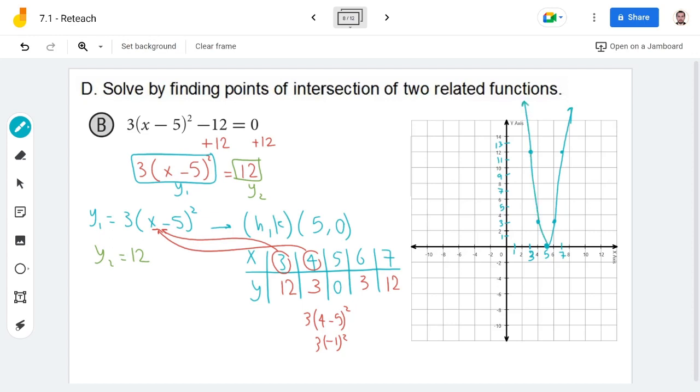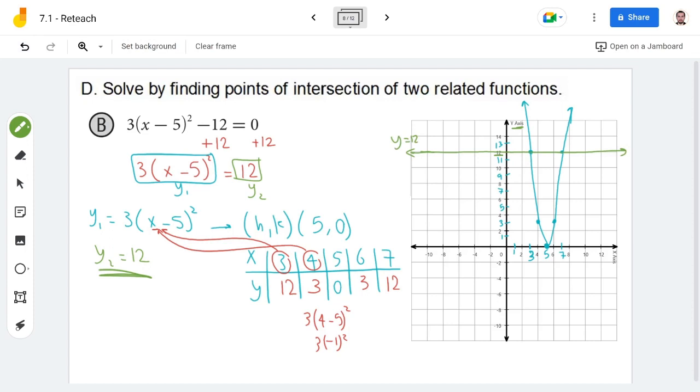Okay. Now let's graph y2, which is equal to 12. y2 equal to 12. Now y, which is the y-axis, equals 12. So now let's graph my line. Oh, sorry. Let's graph it again. So this one is my line. This one is y equal to 12.